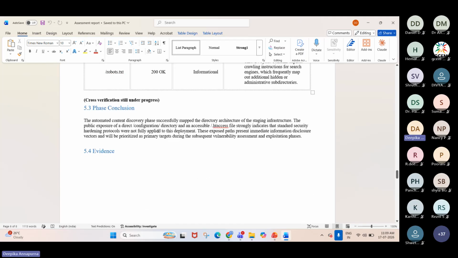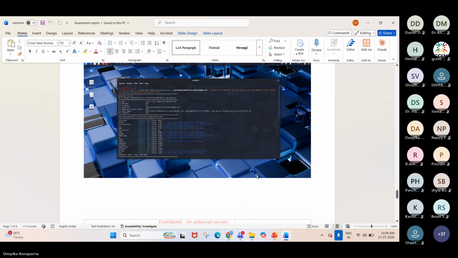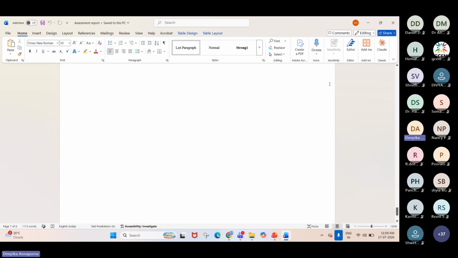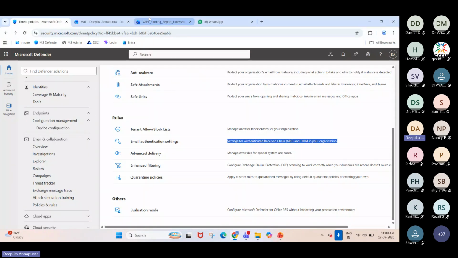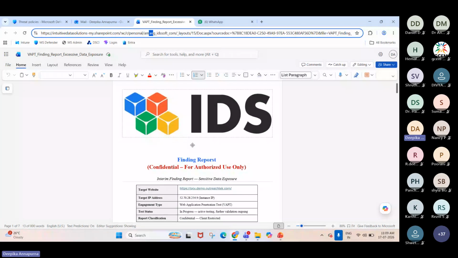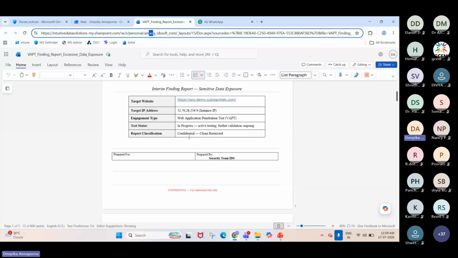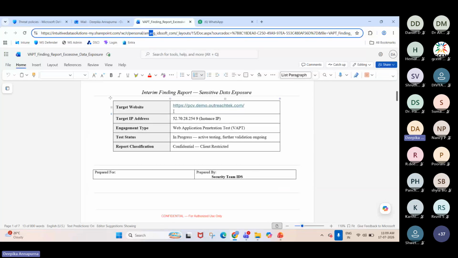And phase conclusion, and its evidence. Okay, this is completely a reconnaissance report. And let me show you the VAPT finding. Okay, this is a VAPT report. So what does the VAPT report show? Vulnerabilities, the list of vulnerabilities which had happened.